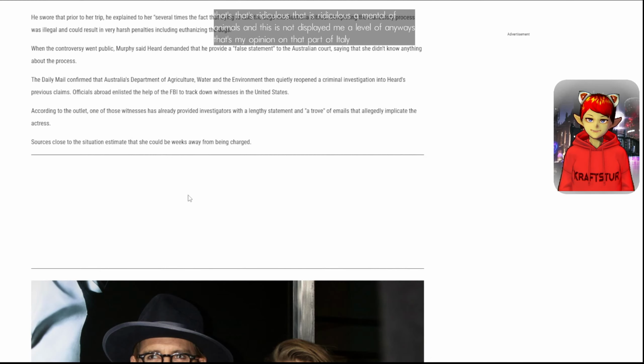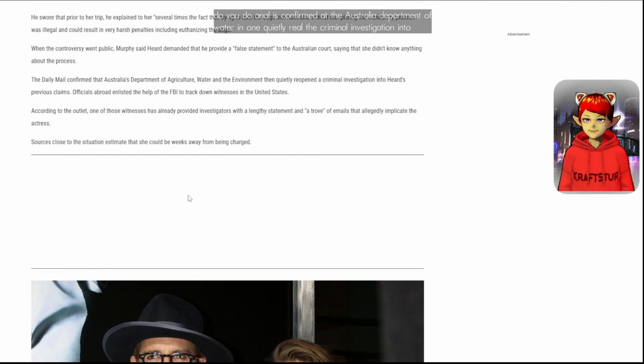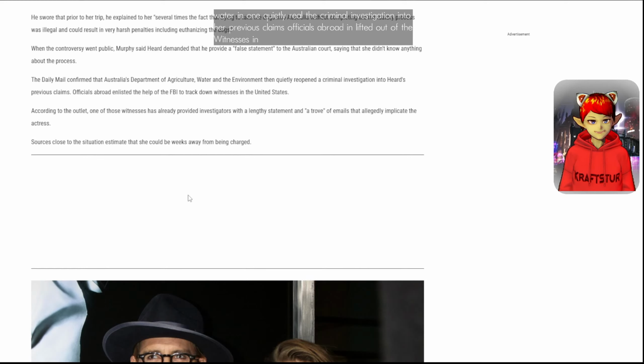So yeah, the Daily Mail has confirmed that the Australian Department of Agriculture, Water and Environment then quietly reopened a criminal investigation into Heard's previous claims. Officials abroad enlisted the help of the FBI to track down witnesses in the United States. And it's been going on since then. It's going on, and things are being leaked and shared that I'm not going to go into. But essentially, Heard is in the crosshairs. There is fire coming her way.